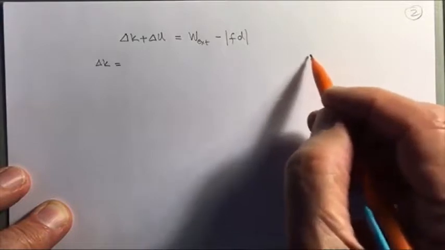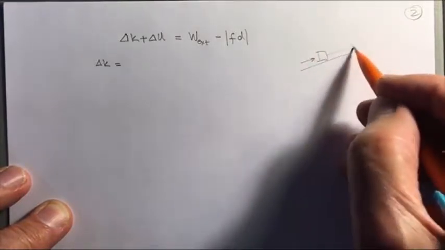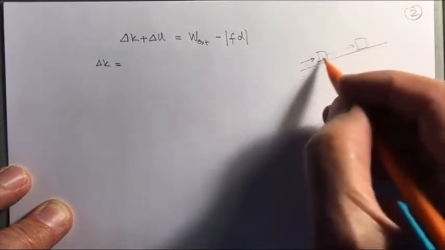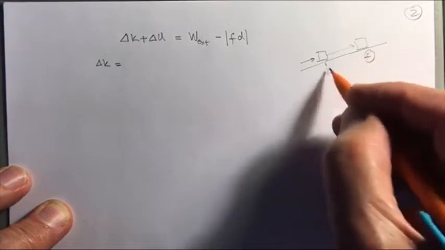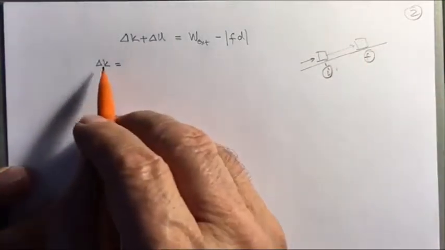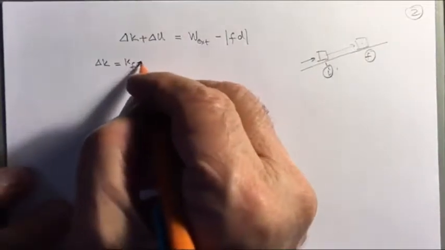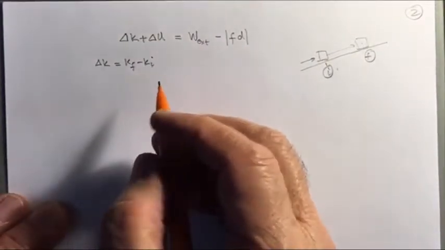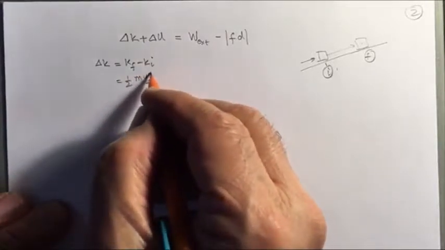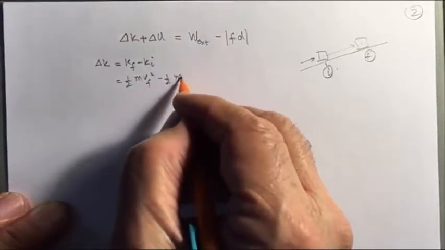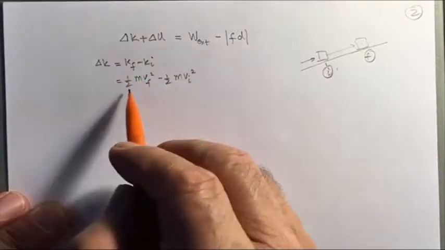So for example, if we have something being pushed with a force and going up, and we want to solve it between this initial and this final condition, so we'll say, okay, the delta K is the K final minus K initial, and that would be written as half m V final square minus half m V initial square. So that's how the delta K would be written.